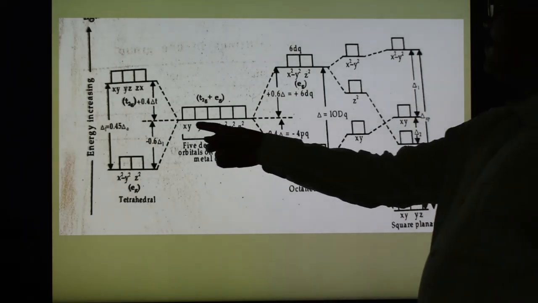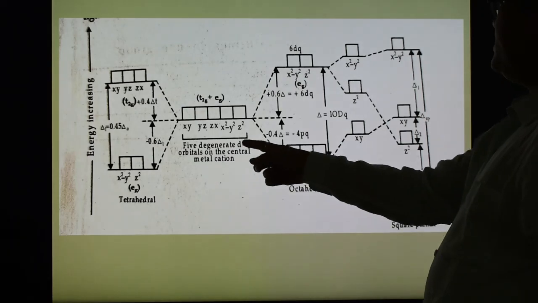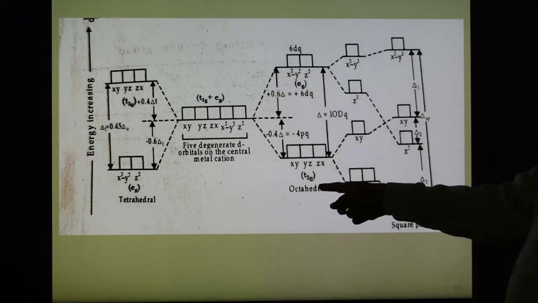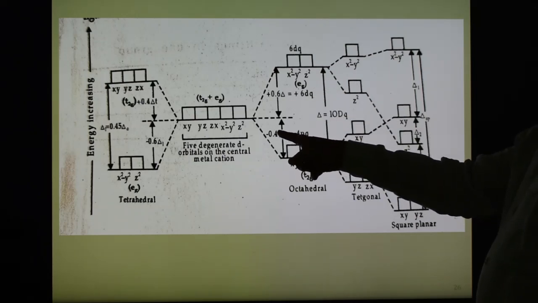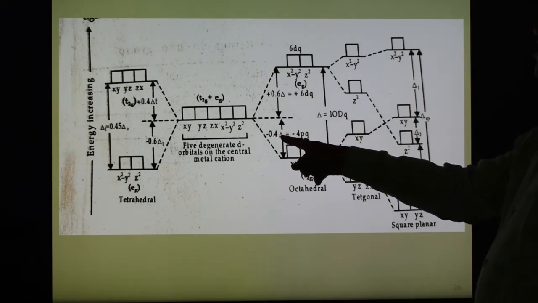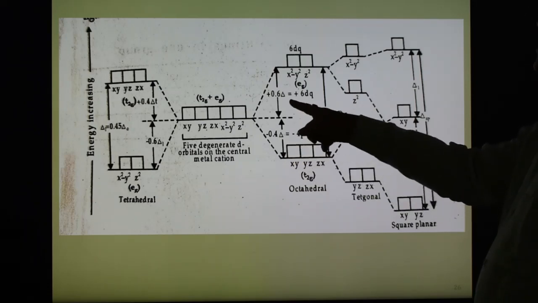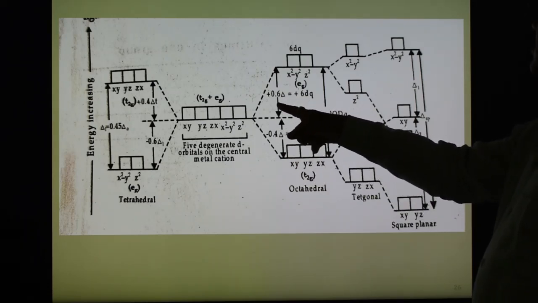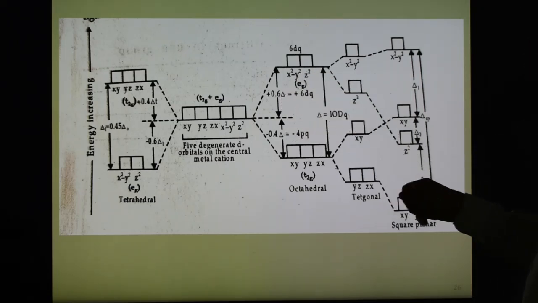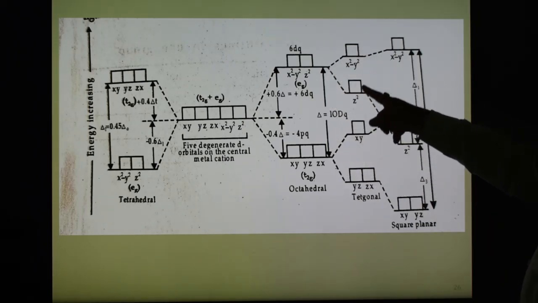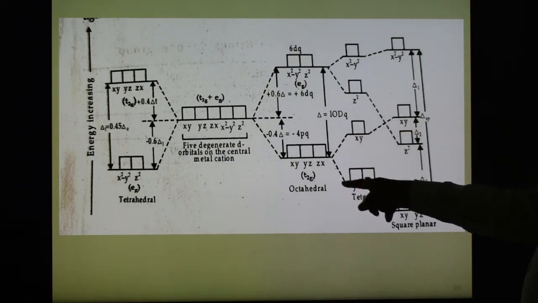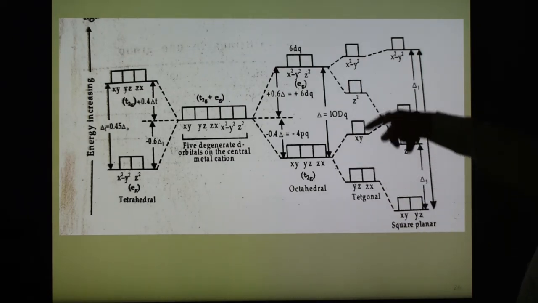Now all these are the 5 degenerate d orbitals. Degeneracy is destroyed and they split up into 2 sets of orbitals. This is the octahedral t2g set and eg set. For each electron in the t2g set, the energy decreases by 0.4 delta O, and for each electron in the eg set, the energy increases by 0.6 delta O. Again these two sets of orbitals split further: dx2-y2 and dz2, and dxy, dyz and dxz. We have already seen this.